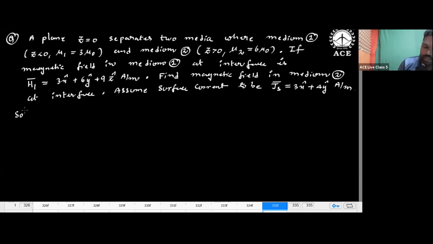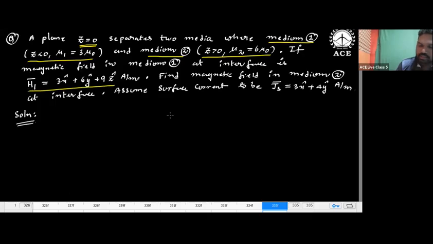I'll draw some rough diagram here. Plane Z is equal to 0 separates the two media, beta. Here it is medium 1, defined with the medium parameters like this. Medium 2 is defined with these medium parameters. So in medium 1, the magnetic field intensity at the interface is this one. Magnetic field intensity in medium 2 is asked, and the surface current is given.